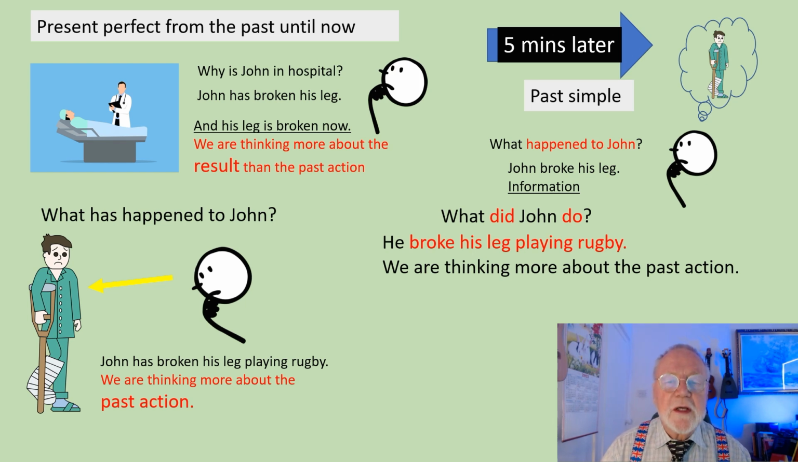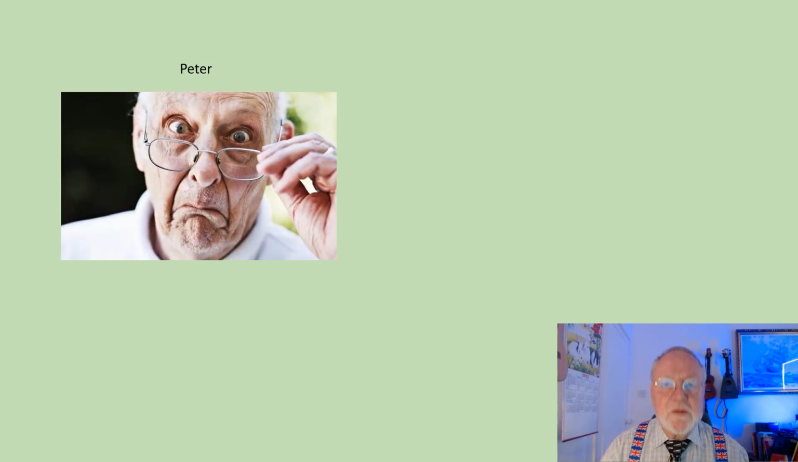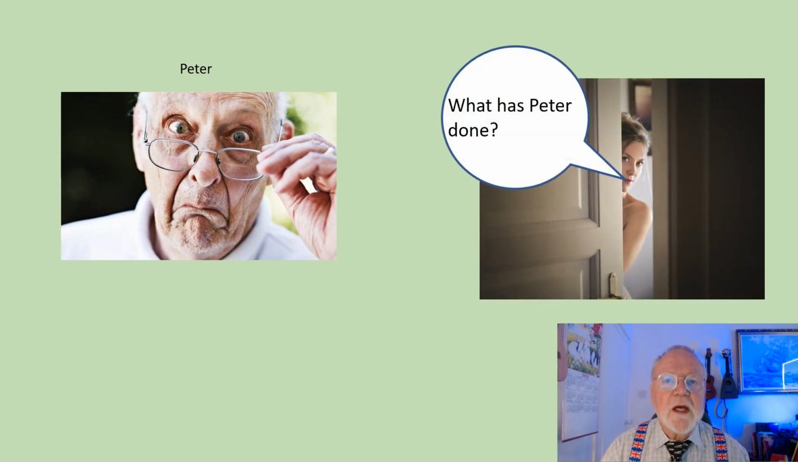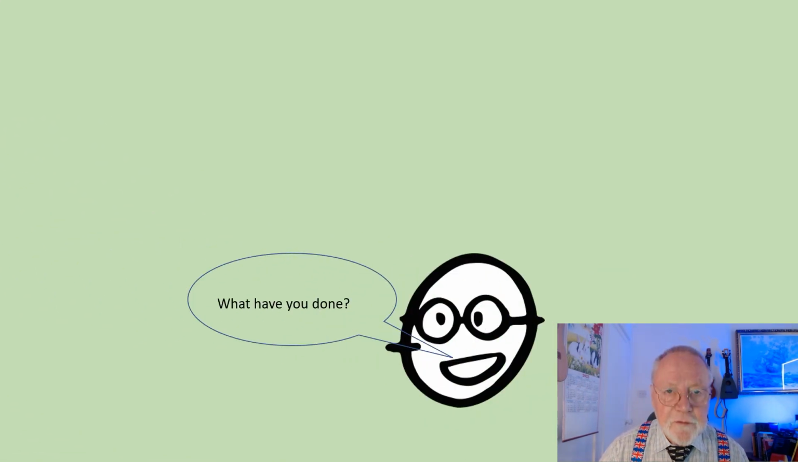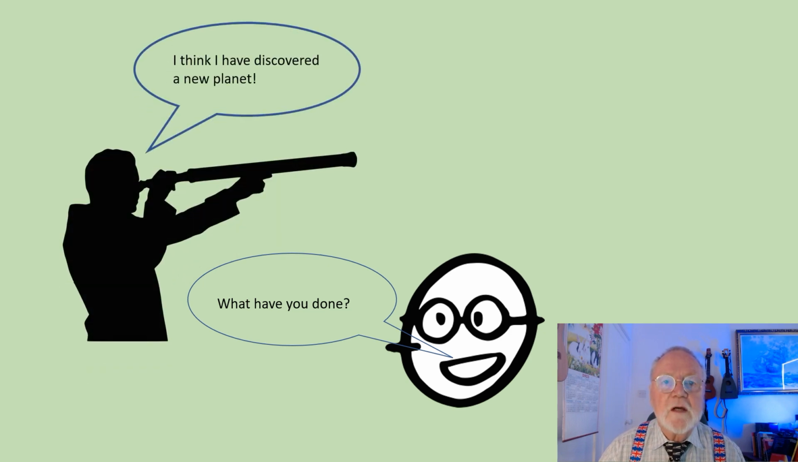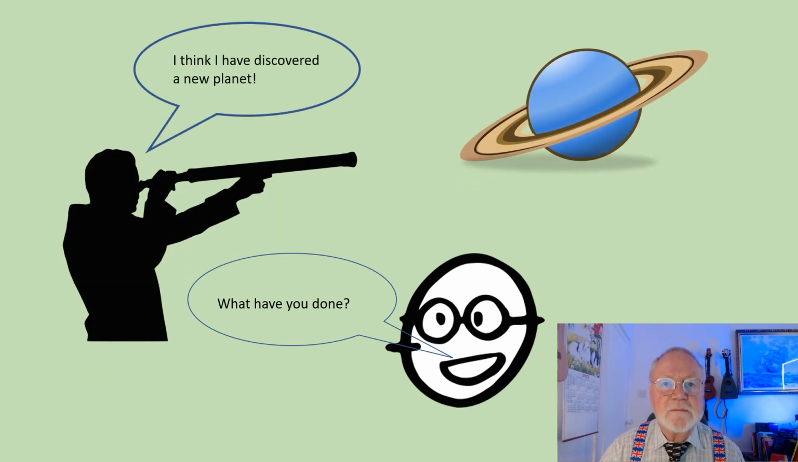Let's have a look at some more examples. Wow! Here's a rather surprised looking Peter. So let's ask a question. What has Peter done? And the answer? He has had a nice surprise. So something in the past has surprised him. You can see the result, it's on his face, so we use the present perfect. Here's a very broad present perfect question. What have you done? And the answer, I think I've discovered a new planet.